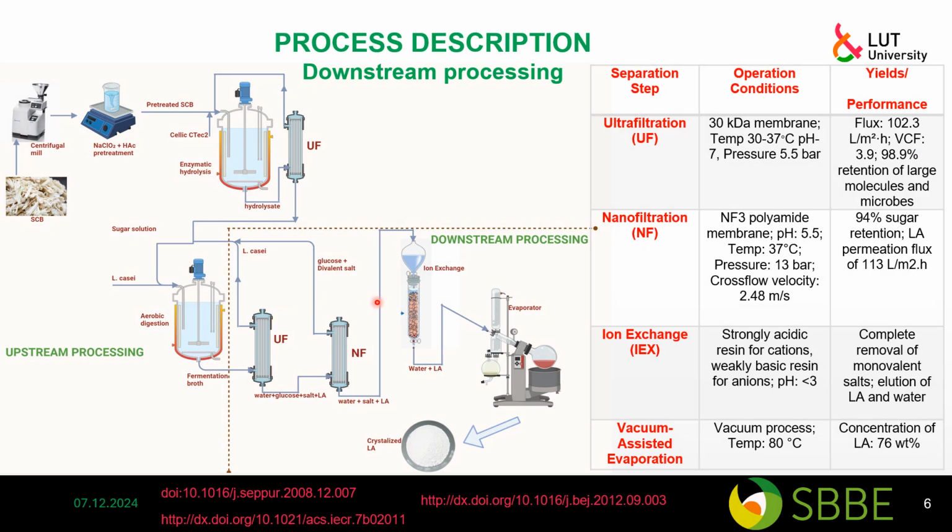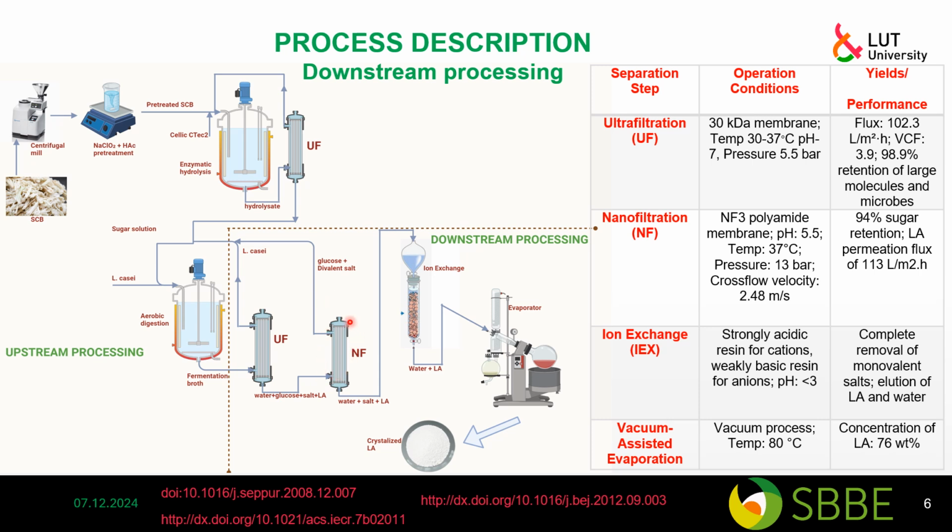Okay, so the downstream process usually requires combinations of processing units, and in this development we propose an integrated separation method involving ultrafiltration, which uses a 30 kDa membrane to be able to retain the microbes as well as macromolecules and recycle them back to the fermentation reactor, while permeating lactic acid, glucose, and salt, which further goes to nanofiltration. In the nanofiltration, the target is to be able to retain glucose and divalent salt, and the separation is based on two mechanisms.